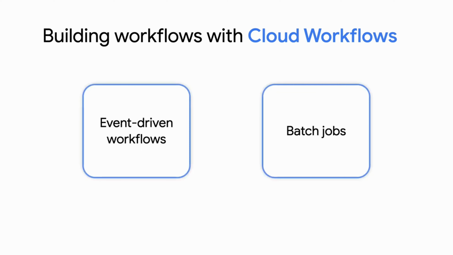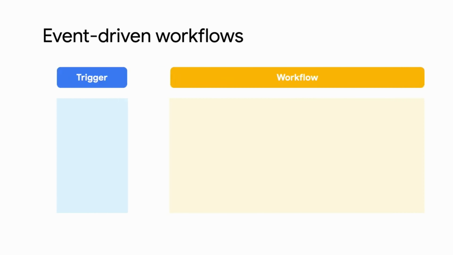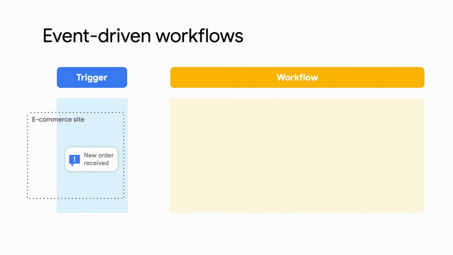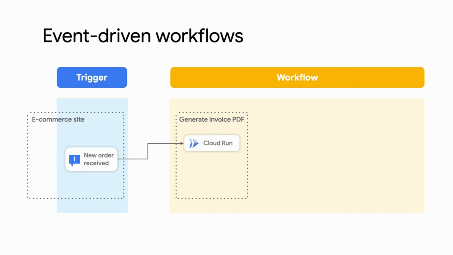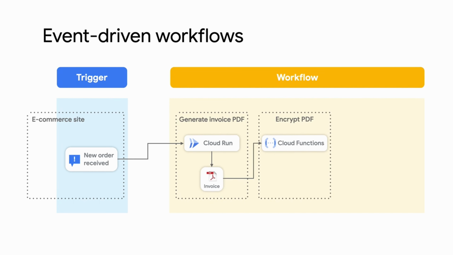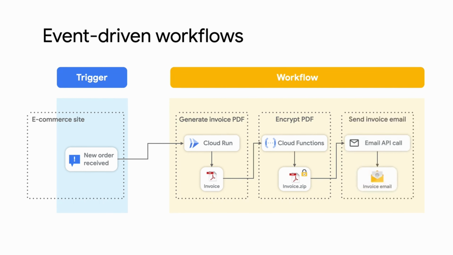Let's look at the two primary use cases, event-driven workflows and batch jobs. Event-driven workflows execute when a certain trigger happens. For example, let's say one of your e-commerce customers has just placed an order and they need their invoice. A new e-commerce order event kicks off the workflow. First up, a Cloud Run app receives data from the event and generates a PDF. Then the PDF is passed to a Cloud Function that encrypts and compresses it into a zip file. And finally, the file is sent to a third-party email API, sending the invoice to the customer.